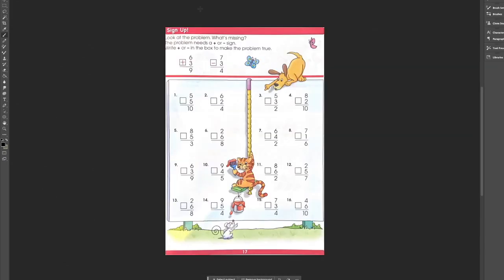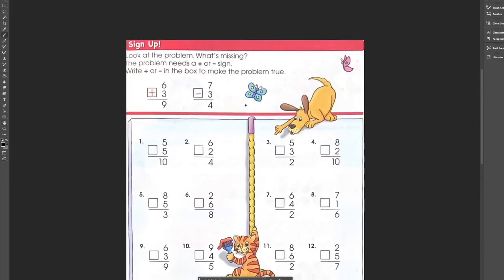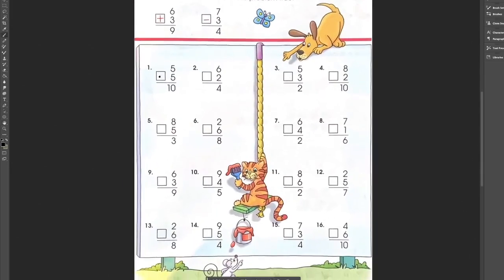Alright, now let's move on to page 3. It says, first, sign up. Look at the problem. What is missing? The problem needs a plus or minus sign. So it looks like we're going to have to determine if it needs a plus or minus sign. It says write plus or minus in the box to make the problem true. For this one, let's do 1, 6, 11, and 16. Make a nice diagonal.